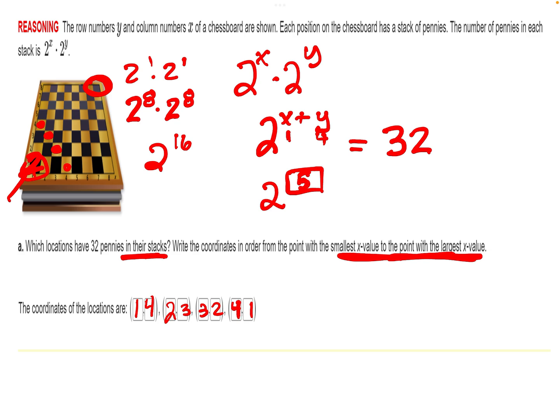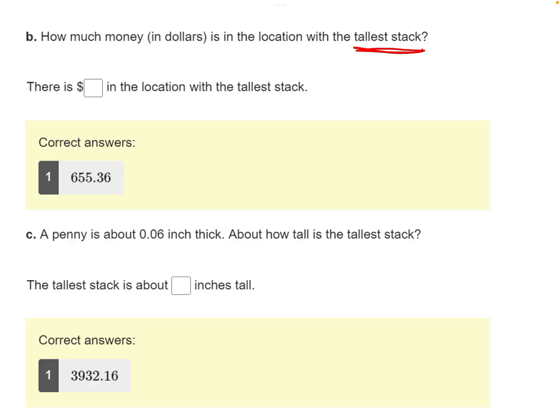big stack, right? How many pennies is in 2 to the 16th pack? Well, again, these spots right here, they would have 32 pennies. 32 pennies isn't a lot of money, 32 cents, but they would have a decent high stack. 2 to the 16th, in order to answer this question, how much money, I need to know how many pennies.